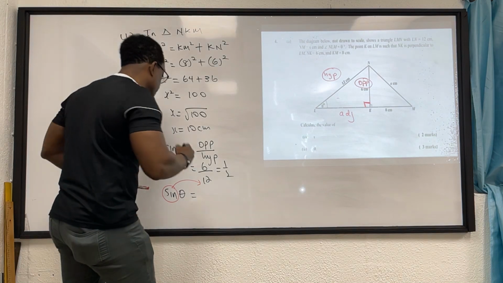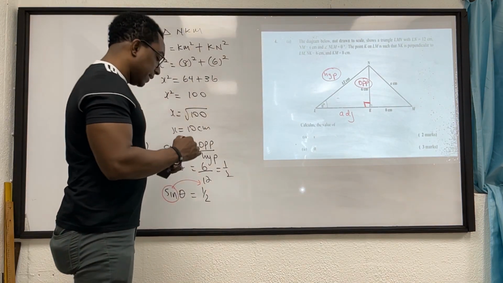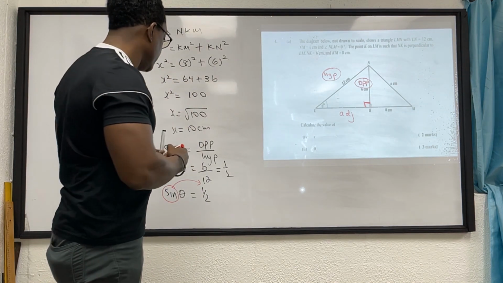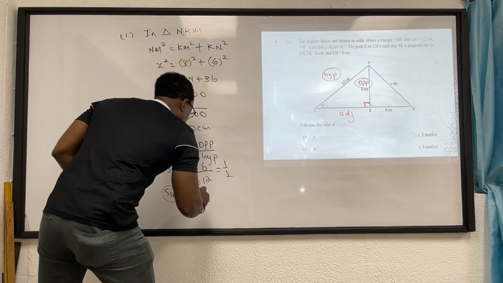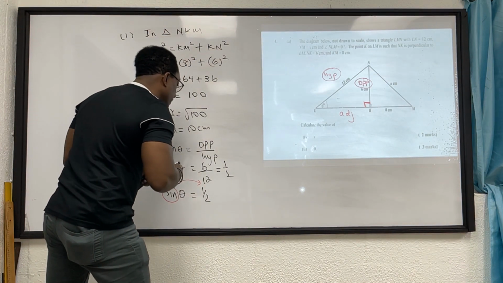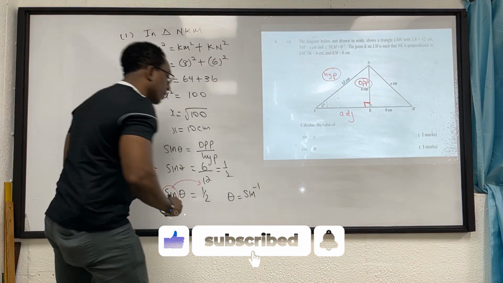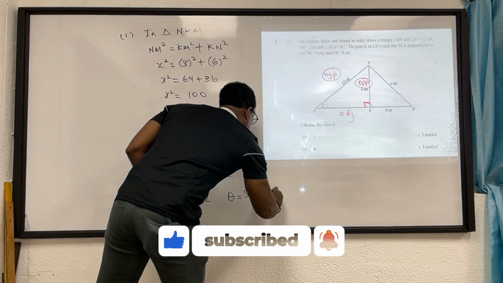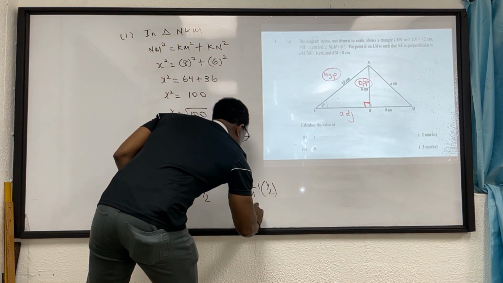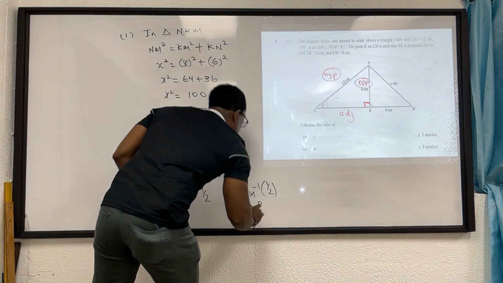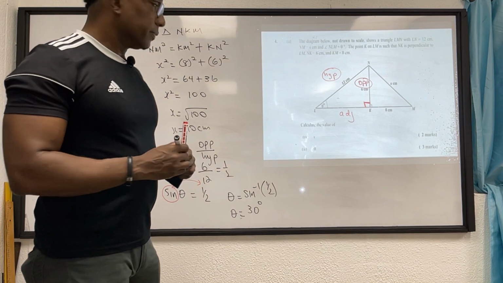So sine theta is equal to a half. But to get theta by itself, I'm going to remove sine. And when that sine comes across, it comes across to the right as sine inverse of a half. And sine inverse of a half is equal to 30 degrees.